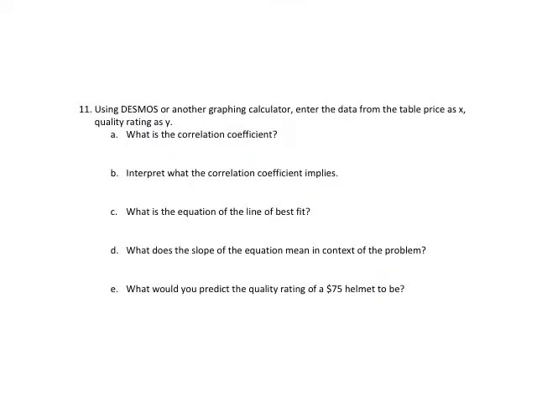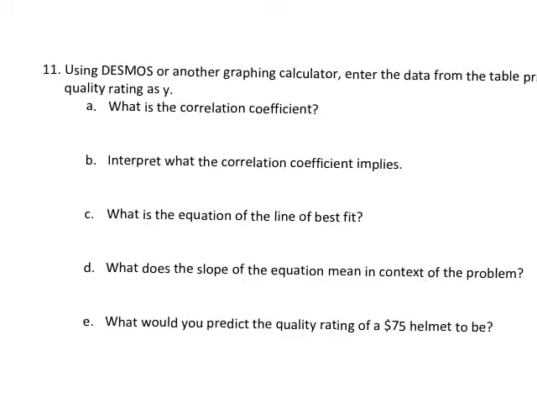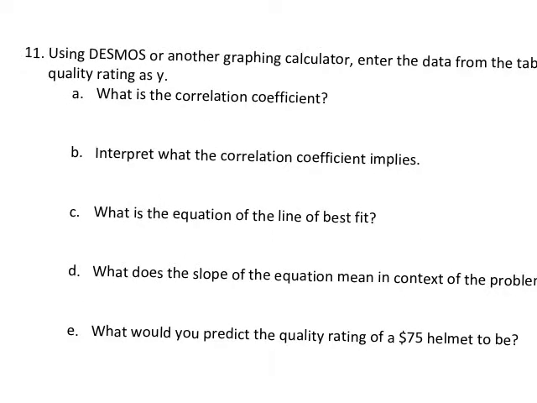Okay, so it says using Desmos or another graphing calculator, which we already did. Enter the data from the table. We did. What's the correlation coefficient? So on Desmos, it told us that the correlation coefficient was 0.030. Okay, I'll give you a quick 30 seconds to talk about what that correlation coefficient implies.